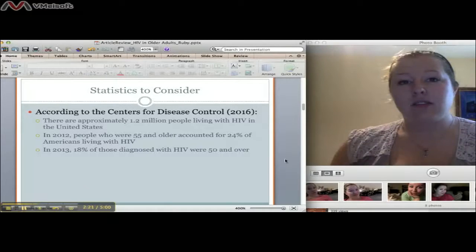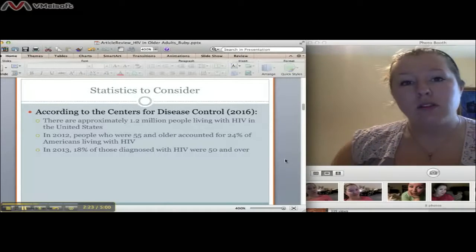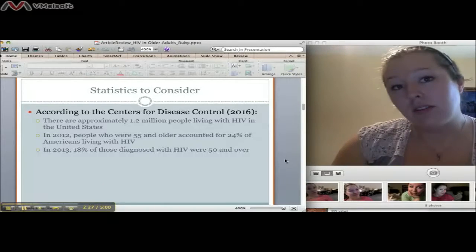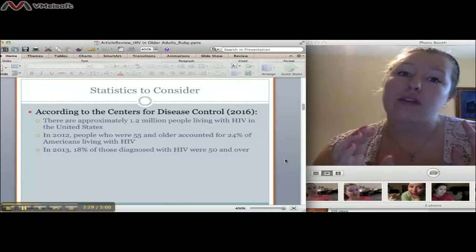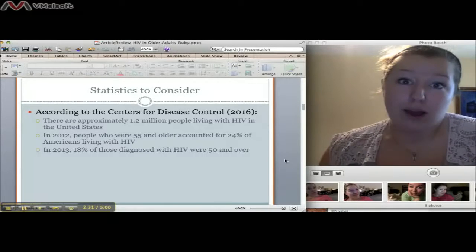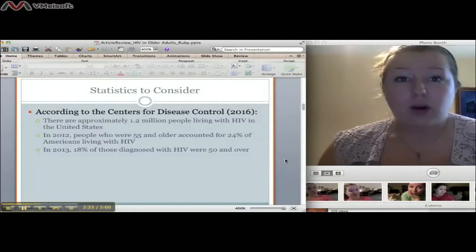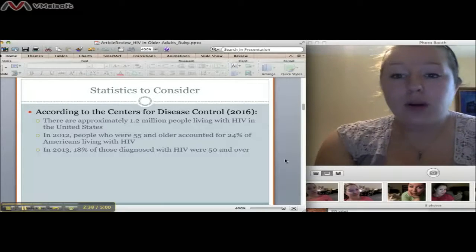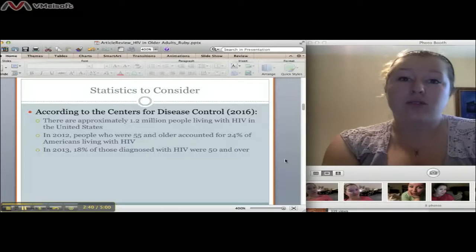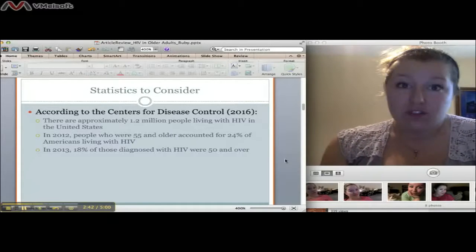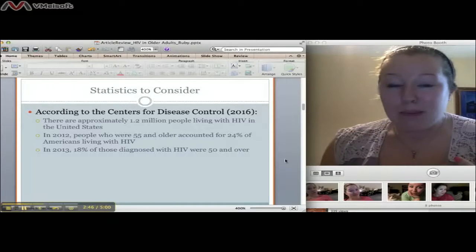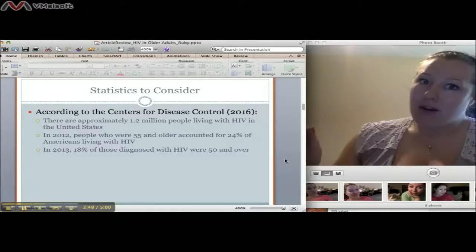Now, it doesn't necessarily mean that those people were diagnosed at 55 and older, but it means that those people have either been living with this disease and are now reaching that cohort in their life, or they were diagnosed relatively recently once becoming 55 and older. And also in 2013, 18% of those diagnosed with HIV were 50 and over. While that doesn't seem like that many people, it's still a pretty big blip on the radar.